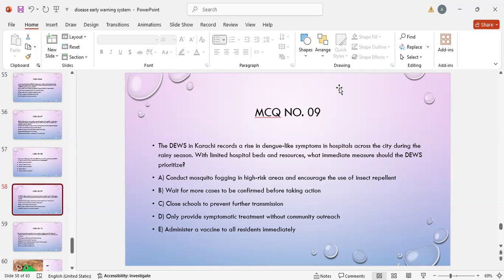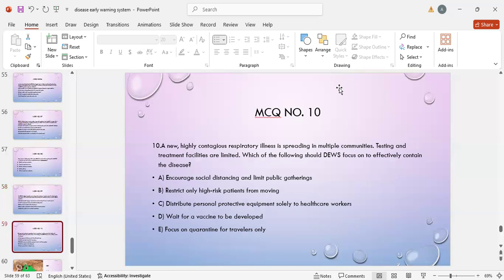Option A, conduct mosquito fogging in high-risk areas and encourage the use of insect repellent. Option B, wait for more cases to be confirmed before taking action. Option C, close schools to prevent further transmission. Option D is only provide symptomatic treatment without community outreach. And option E is administer a vaccine to all residents immediately. Answer is option A. MCQ number 10 is: A new highly contagious respiratory illness is spreading in multiple communities.